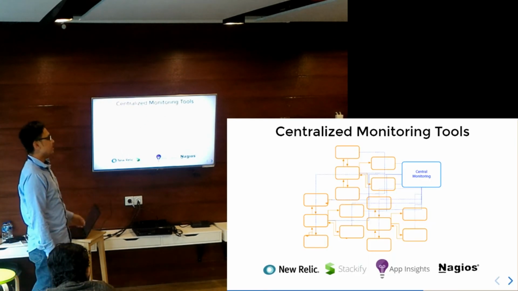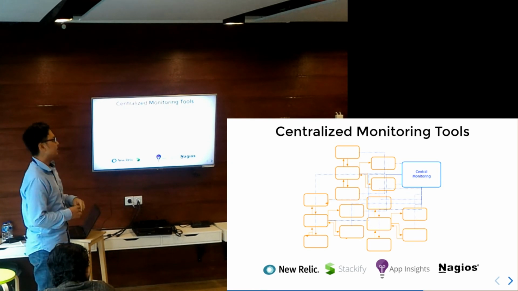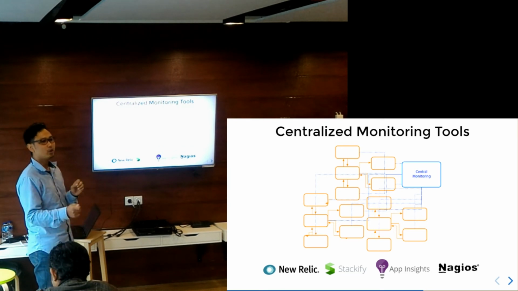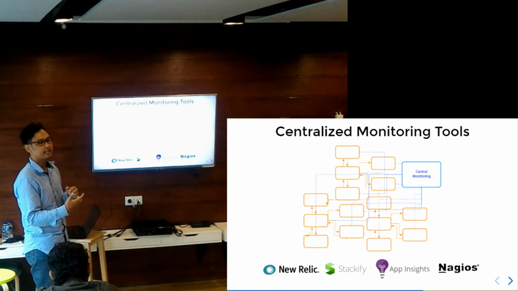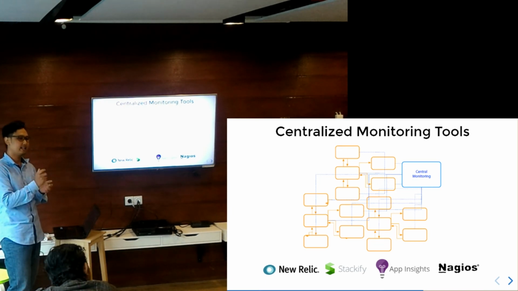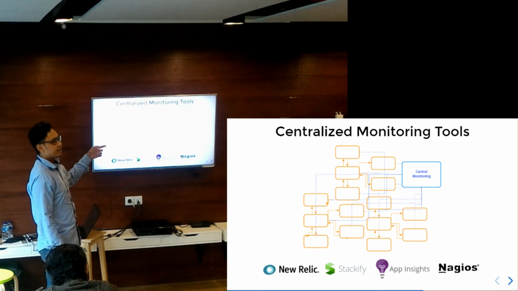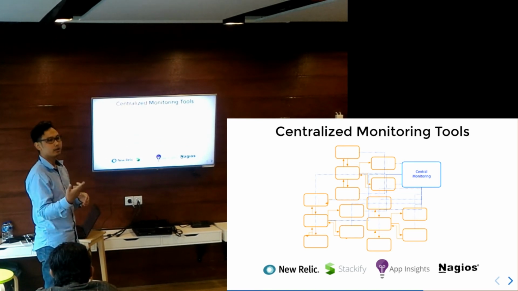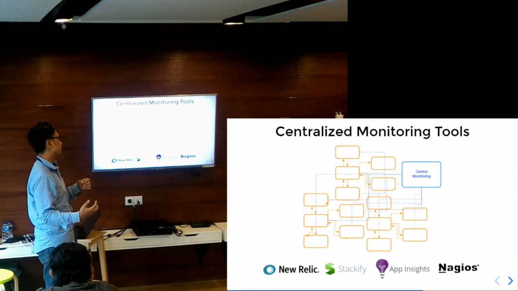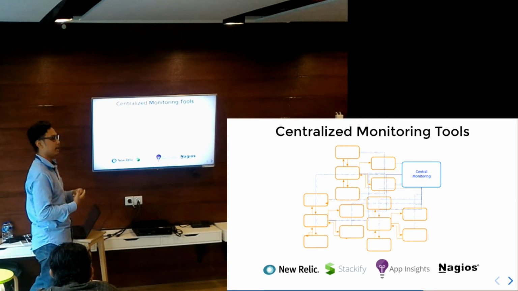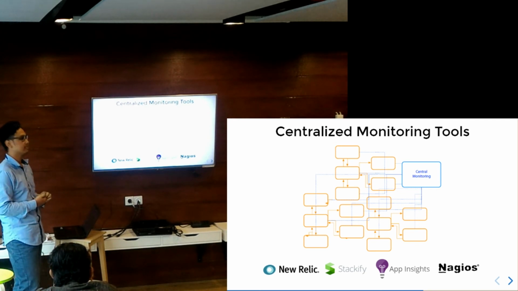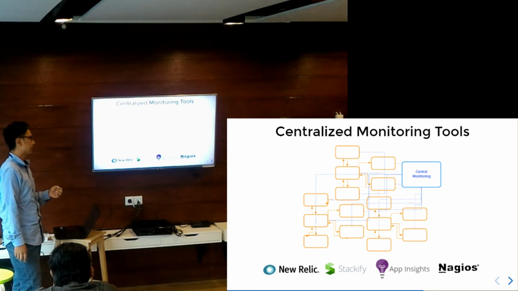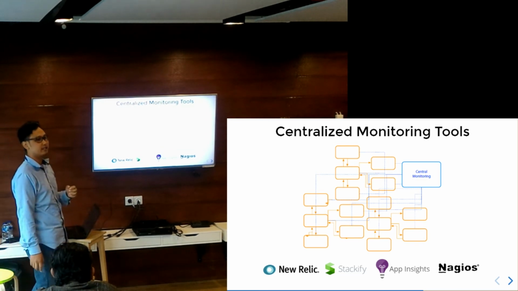Next one would be centralized monitoring tools. Remember, because we separate all of our services, it means that we need to delegate the monitoring tool, the logging process, into one dedicated service, right? One dedicated part. It means that this guy, the central monitoring tool, will monitor all of the services in your cluster, in your environment, and it also does a health check as well, and it will maintain the performance of your services. The examples of this centralized monitoring tool can be New Relic, Stackify, Azure App Insights, or Nagios.